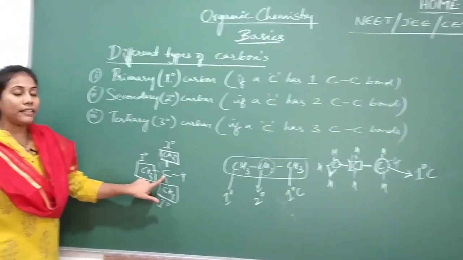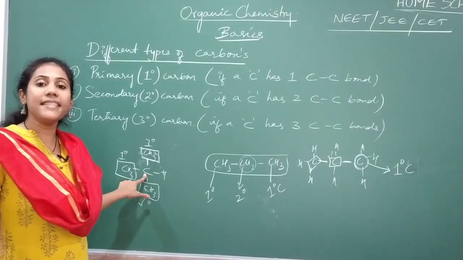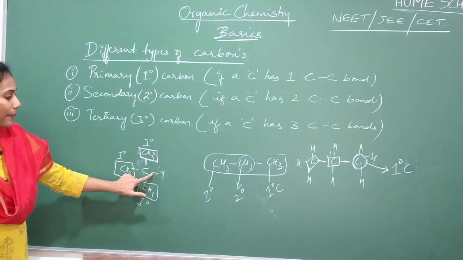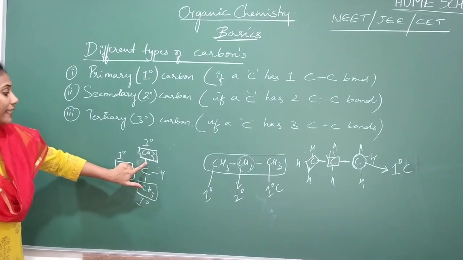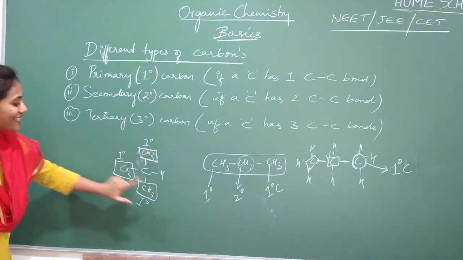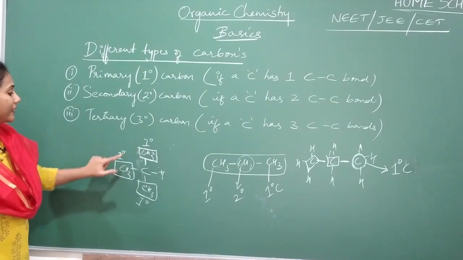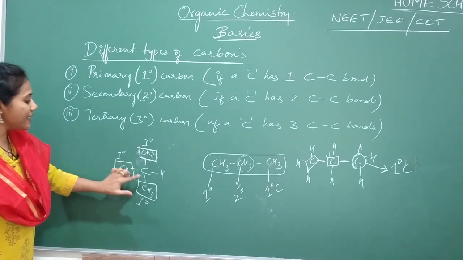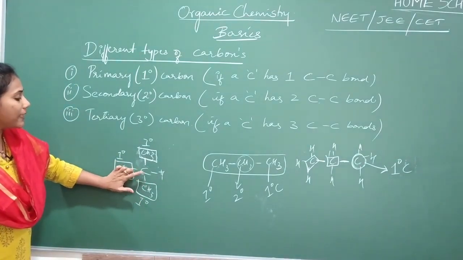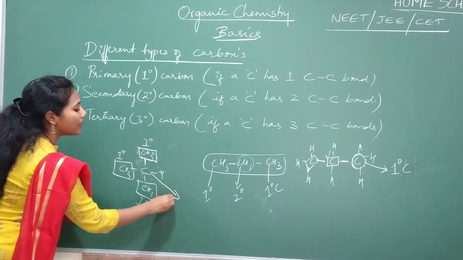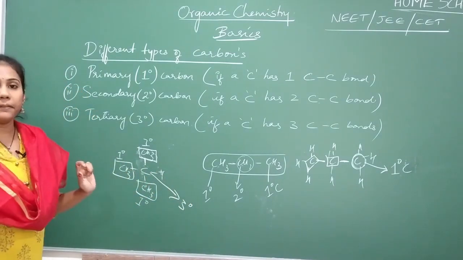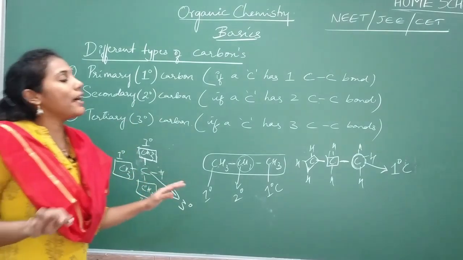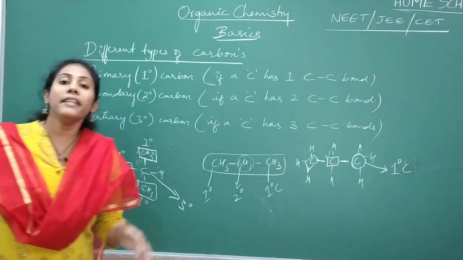What about this carbon? Can you find out how many C-C bonds are there? This carbon has 4 bonds. Among them, one is with hydrogen, and the remaining 3 bonds are with adjacent carbons only, with its own type of atom, carbon, right? So you have 3 C-C bonds around this particular carbon. Such a carbon we will call a 3rd degree carbon, or tertiary carbon. So this is the idea about primary carbon, secondary carbon and tertiary carbon.